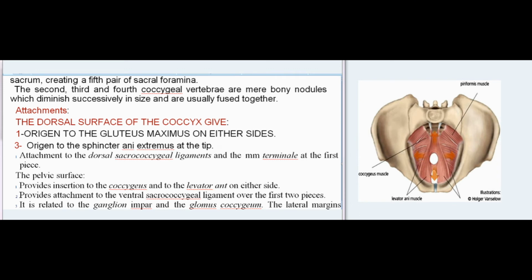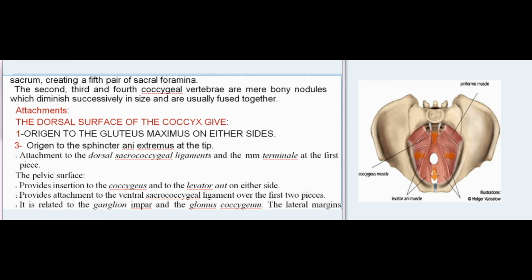The 2nd, 3rd, and 4th coccygeal vertebrae are mere bony nodules which diminish successively in size and are usually fused together. Attachments. The dorsal surface of the coccyx gives: 1. origin to the gluteus maximus on either side; 2. origin to the sphincter ani externus at the tip; 3. attachment to the dorsal sacrococcygeal ligaments and the tendon of the filum terminale at the first piece.